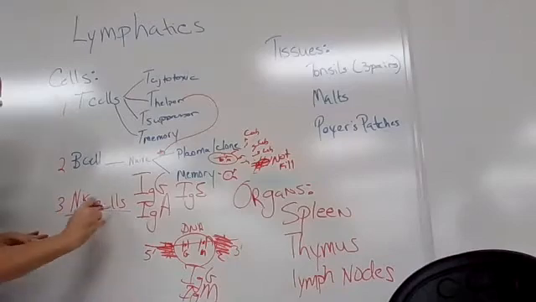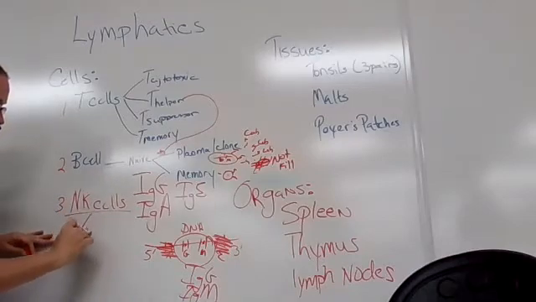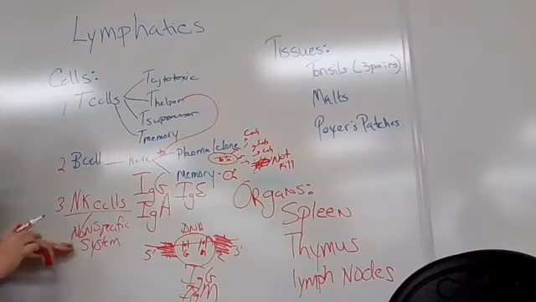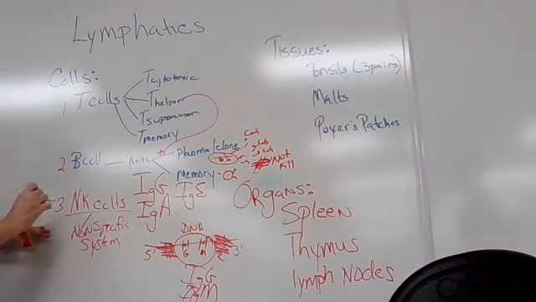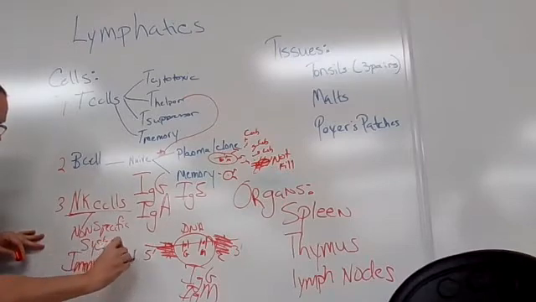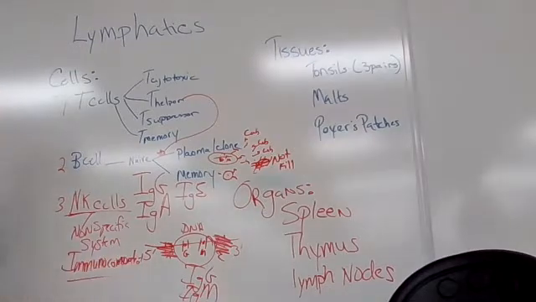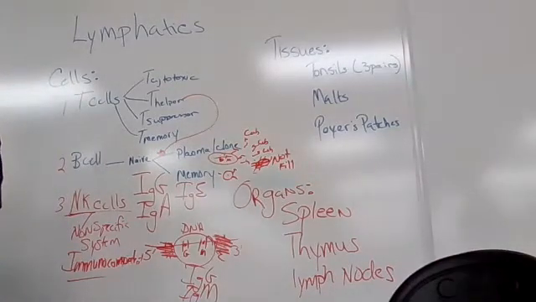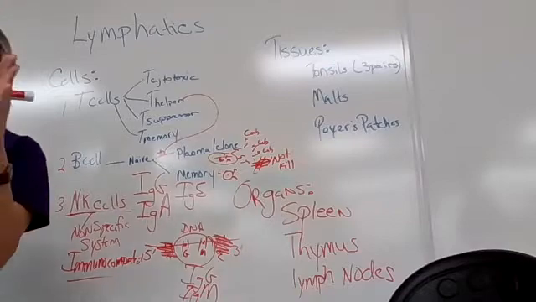Okay? All right, remember these guys are part of your non-specific system, and they are all about surveillance. And they do not go to the thymus gland, but they are immunocompetent. So they are our evidence that you can get immunocompetence in bone marrow, and you don't have to go to the thymus gland.